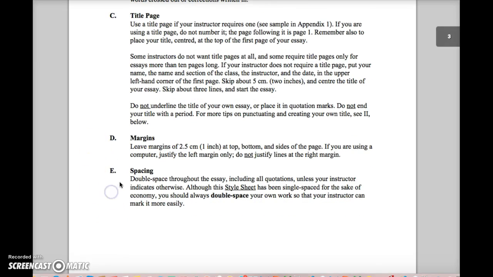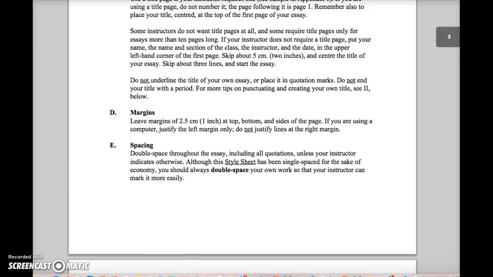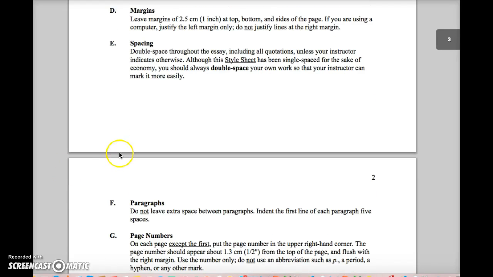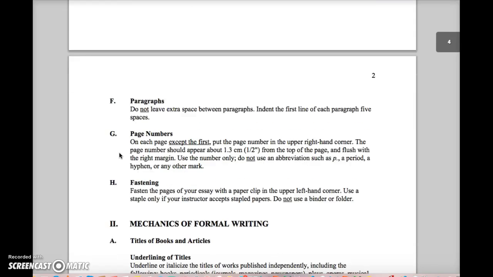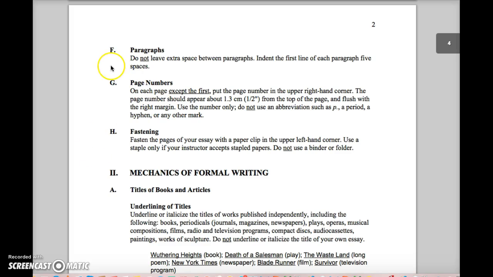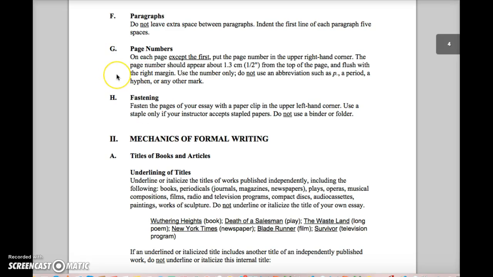Margins, spacing, double spaced please for your writing. Makes it easier for me to add comments. Paragraphs, so this is just a matter of making sure your word processor is set right, but there's no extra spaces needed between paragraphs. You indent each paragraph. I just use the tab button usually. Page number should be included, so top right hand corner. And you don't need to have any other information than just the number of the page.